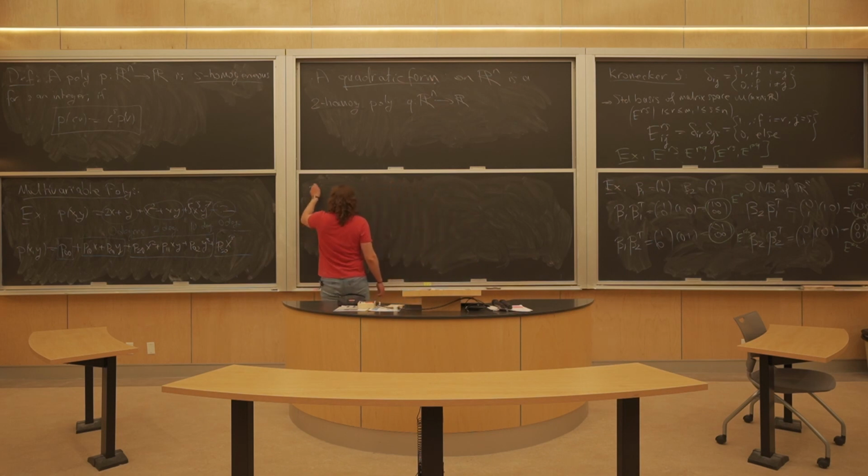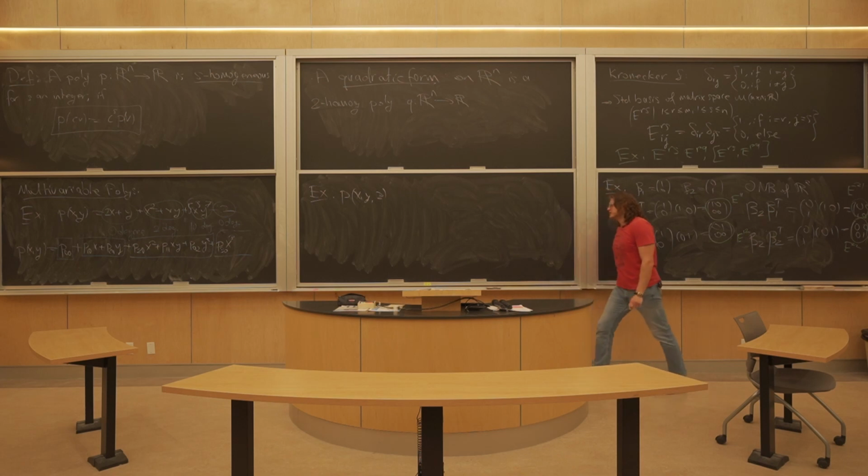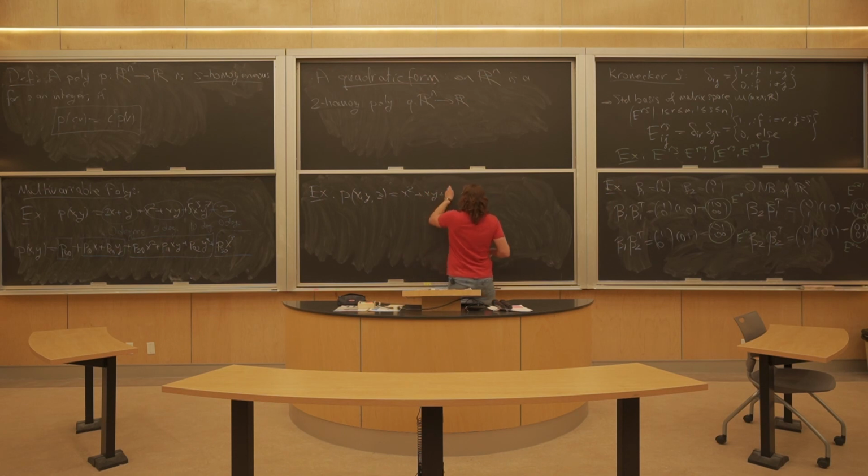So let's say that I have a 3-variate polynomial, and let's say that it is like this. It is x squared plus xy plus 2yz. Okay? And let's say minus z squared. Now you see each of these terms have degree 2.